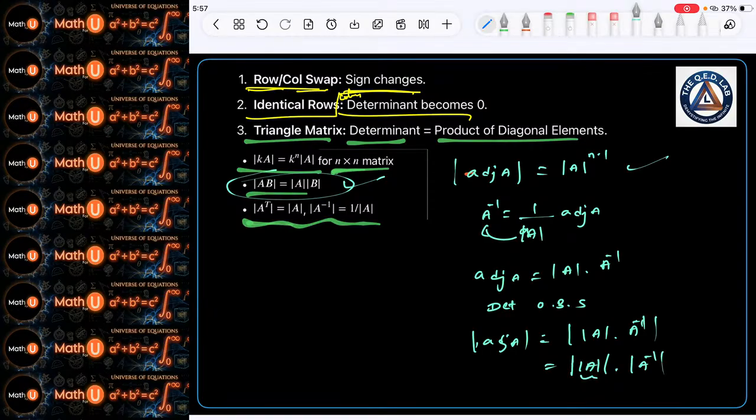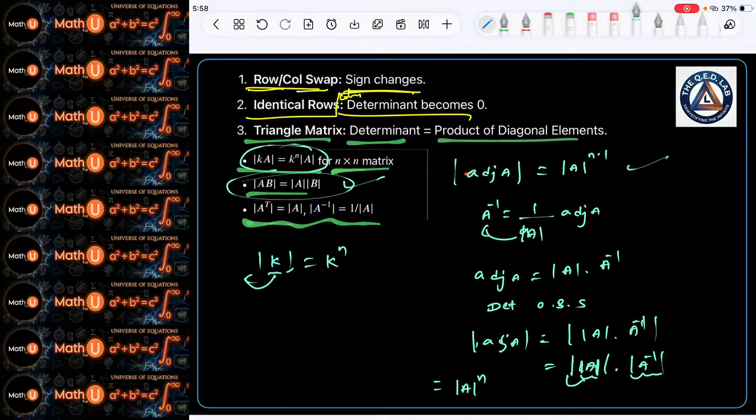See, I already told you det is just a number, it is some constant value. From this property, determinant of kA, if you take any number k inside the determinant and take k outside, you should take k power of n. Det of A is just a number. If you take that number outside the determinant, we get determinant of A power of n.